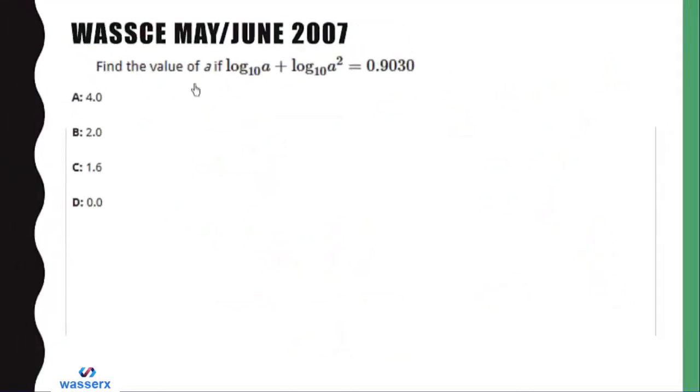Now we have this. Find the value of a if log to base 10 of a plus log to base 10 of a squared is equal to 0.9030. So you write them. They are adding, so the logarithms will multiply. So we have log a cubed is equal to 0.9030. So this is to base 10.